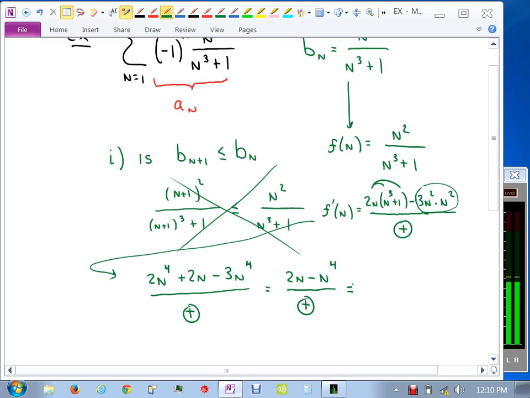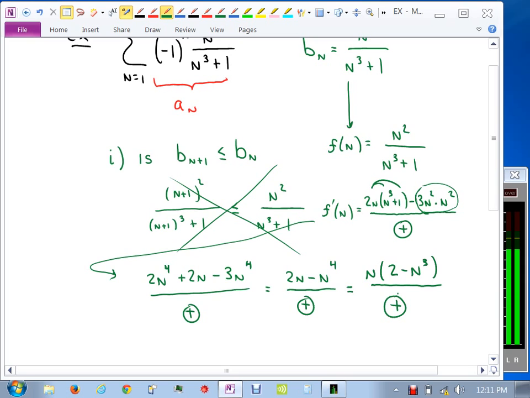But which one's bigger? n to the 4th or 2n? It should be, yeah. So if you're convinced with that, that's fine. I was just going to go one more step. I was going to factor an n out, because I know that for all n's, n is always positive. So I know that's a positive, positive. The only question is, is this positive or negative? Well, if n is 1, it's positive, right? But if n is 2, or 3, or 4, or 5, or 6.